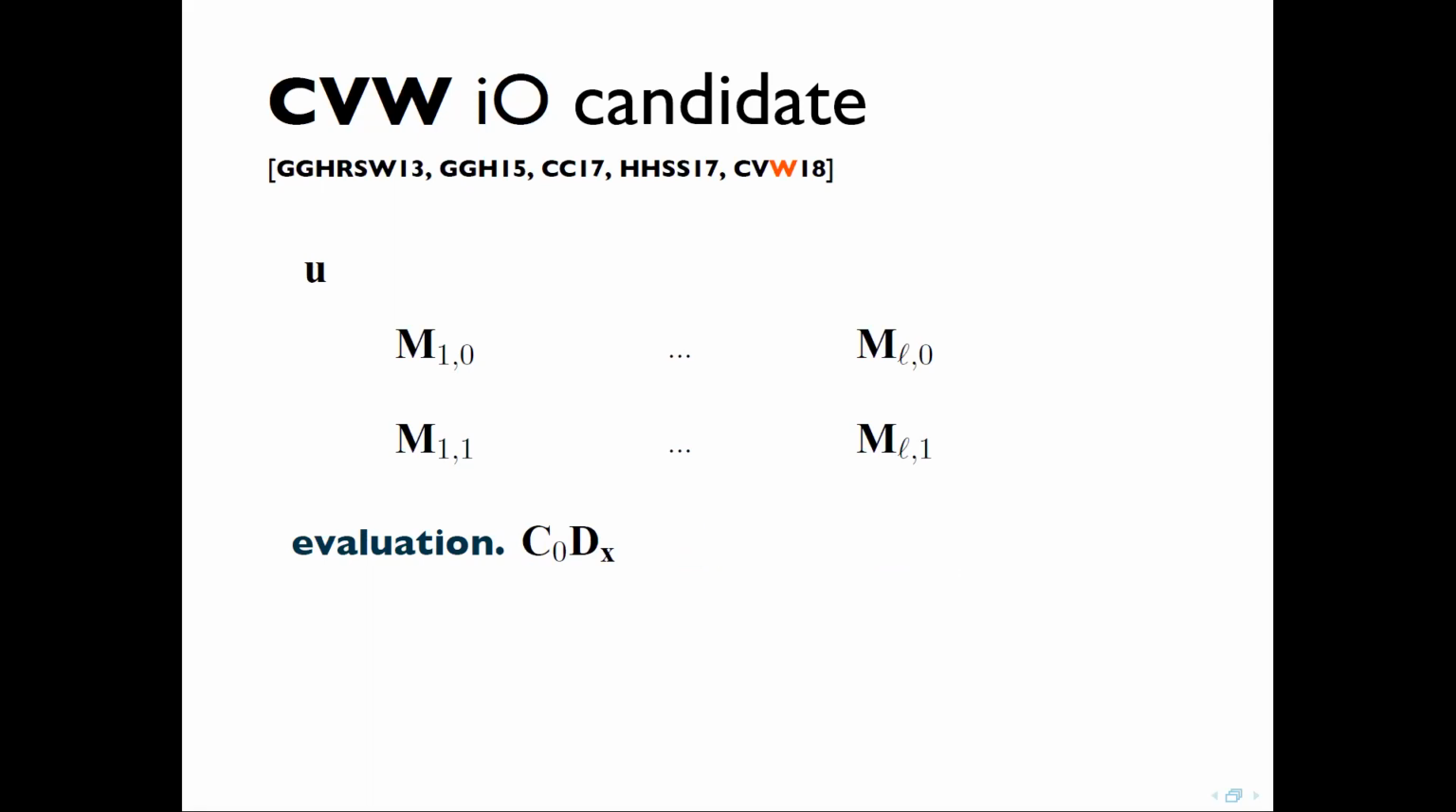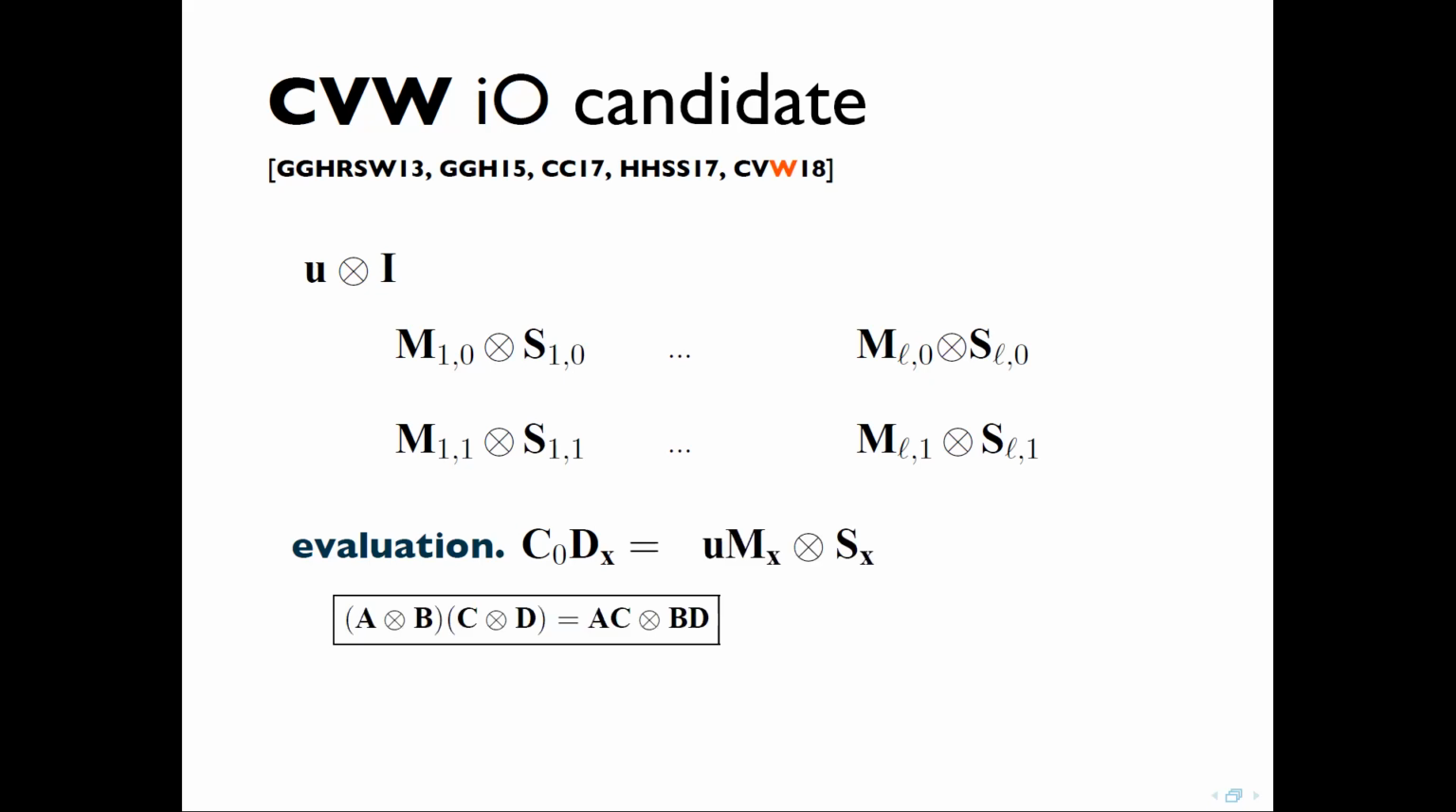Let me now tell you how you compute these encodings. The first thing you do is pick random square matrices, we call them S, and tensor them with these M matrices. Now, if you try to take a subset product, by the mixed tensor product property, you get basically U times M_X, tensored with this subset product of the S matrices.